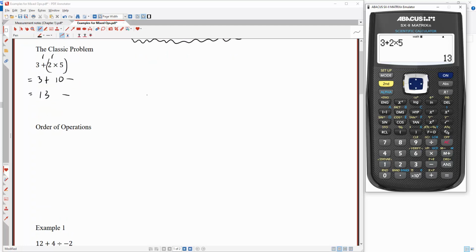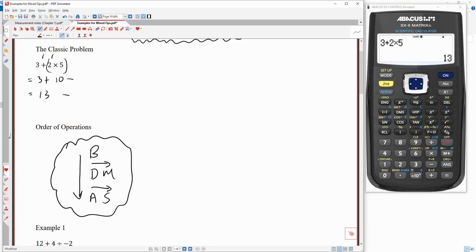You might have heard it called BODMAS or BEDMAS or whatever it is. The way I think about it is this. I've got B and DM and AS. Now what we do is we do brackets first, then division or multiplication, whichever one comes first, moving left to right, and addition or subtraction, whichever one comes first, moving left to right. So I kind of try to remember it using this diagram here.